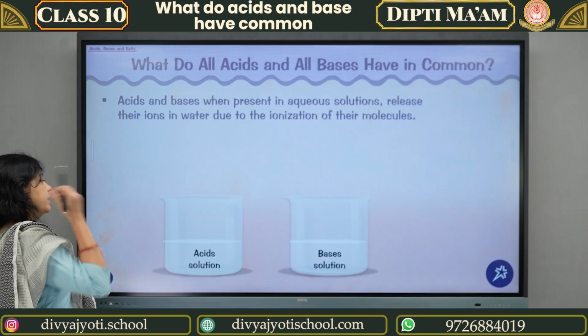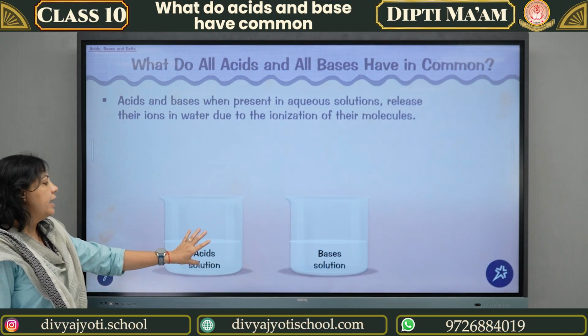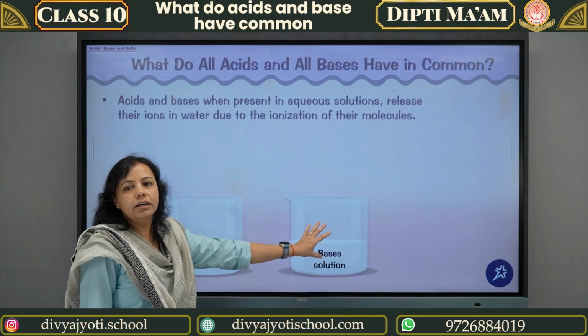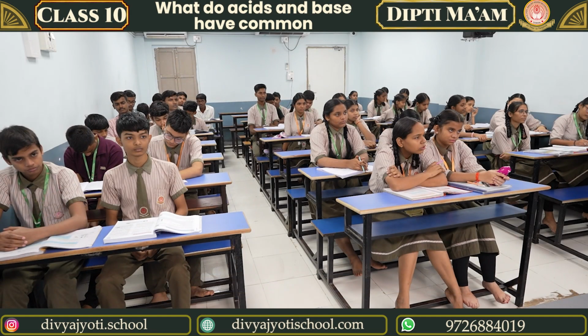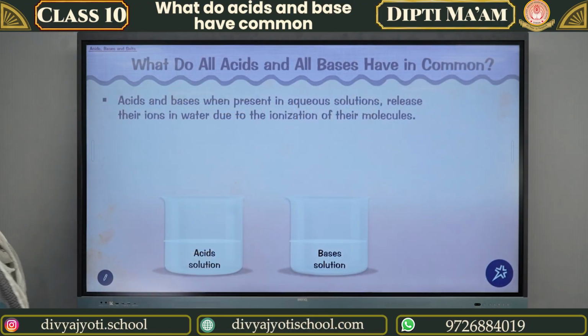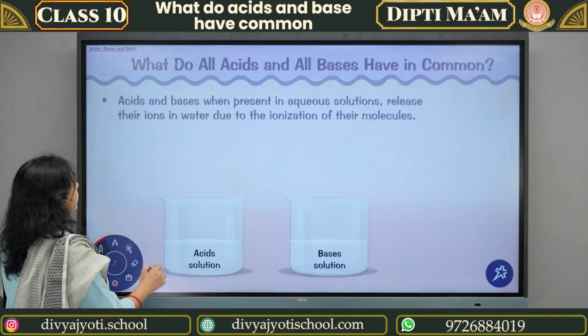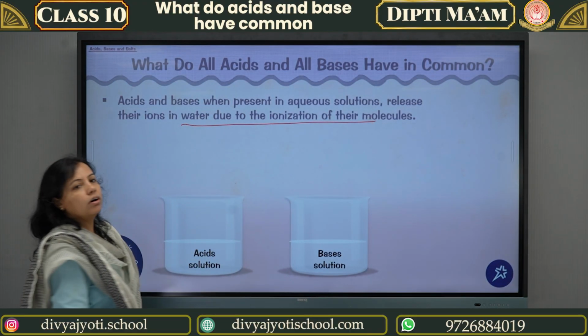Here in this picture you can see that there are two beakers, in which one is an acidic solution and another one is a basic solution. When acid and base are present in an aqueous solution, they release their ions in water due to the ionization of their molecules. So what is the meaning of the ionization of their molecules?